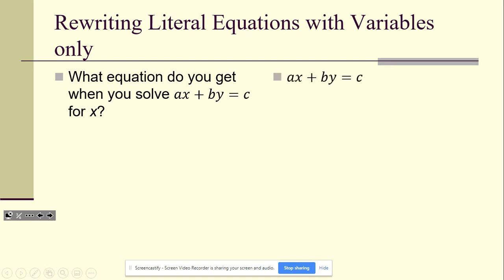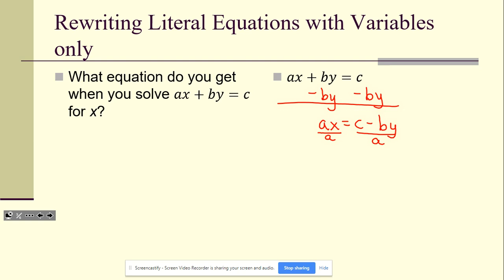So we're going to start out with ax plus by equals c. We want to solve for x. We're going to take it just like it would be a normal equation. We're going to first subtract by from both sides. Those are not like terms, so we'll have ax equal to c minus by. And then from here, we're going to divide both sides by a to isolate x.